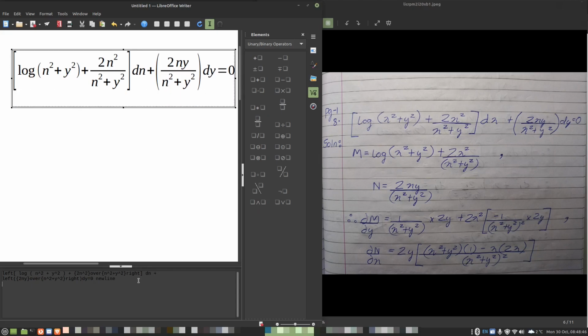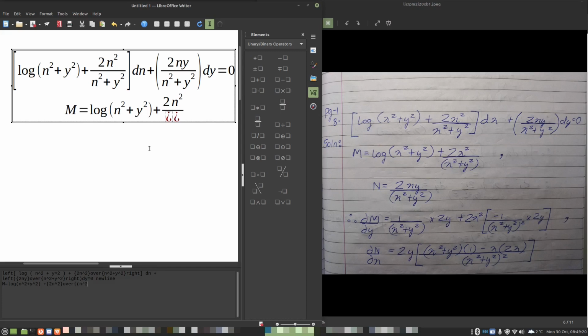New line. M equals. Now you'll notice the M is italicized. So anytime you type any letters, they're going to be slightly italicized because you're in a formula. If you want to write text, you have to put it in quotes. But we're going to keep going here. M equals log bracket n squared plus y squared, close the bracket, plus curly bracket, 2n squared, close it, over bracket, n squared plus y squared, close the bracket, close the curly bracket.